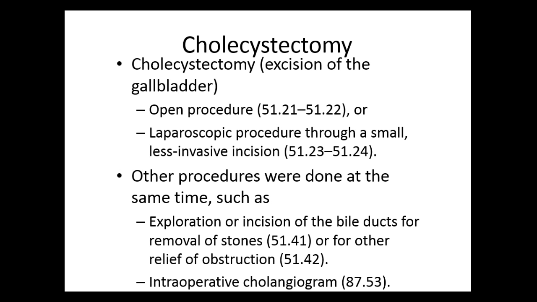It's important to know that a cholecystectomy may be total or partial, and it may be performed as an open or a laparoscopic procedure. You must read the operative report to determine if other procedures may have been done during that operative episode, such as exploration of the bile ducts and intraoperative cholangiogram. If the operative report states incision of the cystic duct, this would not be coded separately because it is included in the basic procedure code.